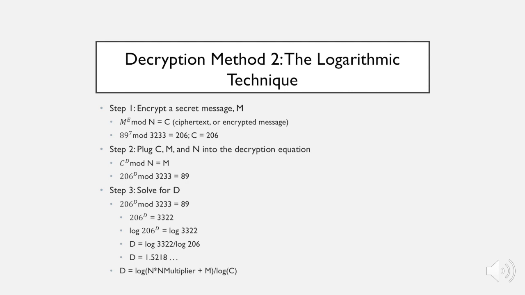The message interceptor can keep on multiplying the value of n by increasing integers to achieve different modular relationships that will still yield m as a remainder until d is an integer value. The formula for solving for d in this way can be simplified to d is equal to the log of n times n multiplier plus m divided by the log of c, where n multiplier is the increasing integers the message interceptor multiplies n by to achieve different modular relationships that will still yield the secret message m as a remainder.